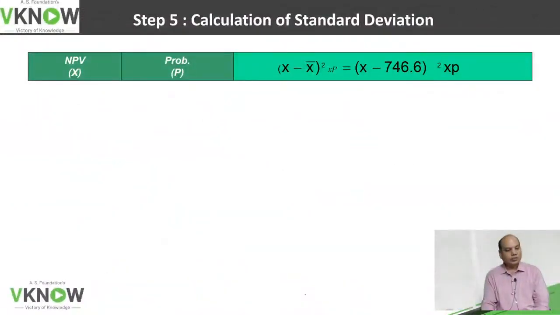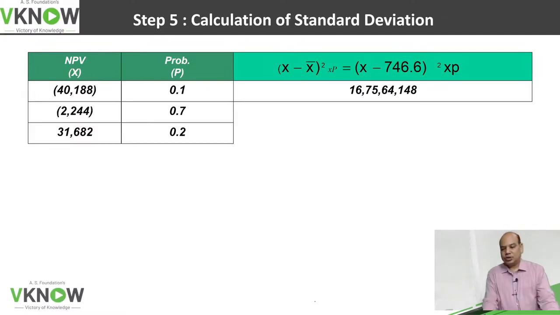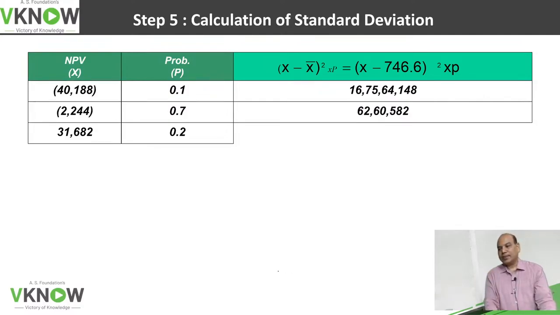And now the next question is calculation of standard deviation and coefficient of variation. Please write down. 16 crore 75 lakh 64,000 148. Next one, memory plus, transfer it to memory plus. Next one, minus 746.6 into 0.7 equal to memory plus.